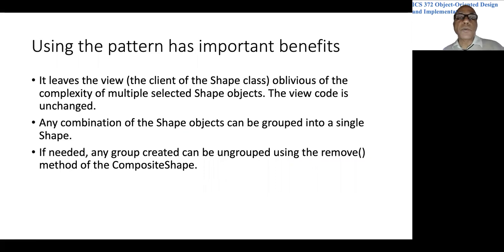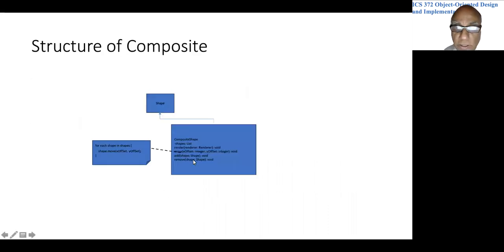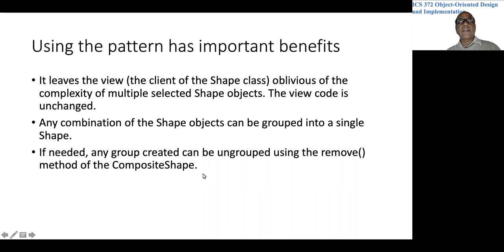So this composite pattern has important benefits. It leaves the view unchanged. The view doesn't know that it is dealing with composite shapes. So you can use the same code as before. Any collection of any set of shapes can be put into a composite. They can be grouped, and when you want, you can ungroup them using the remove method. Here is the remove method, so that you can selectively remove the shapes that you wish to be discarded from this collection. And then further operations will only affect the smaller set.